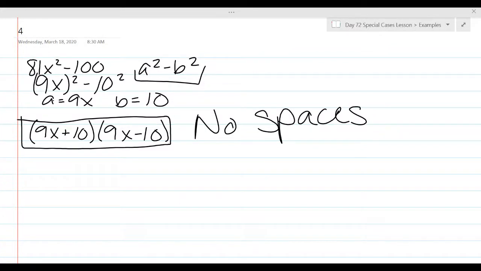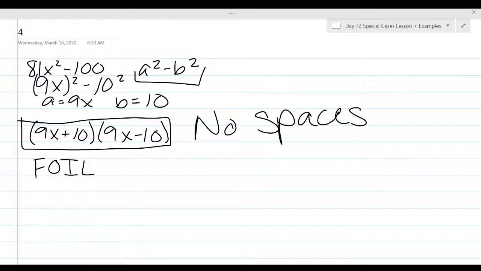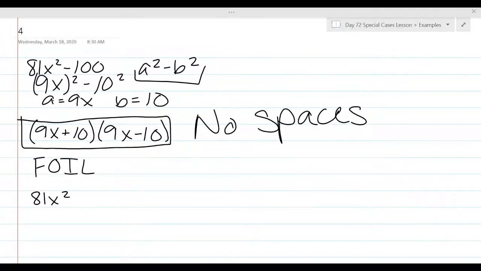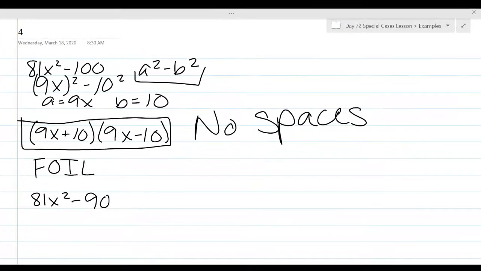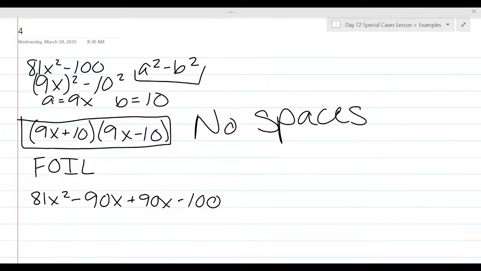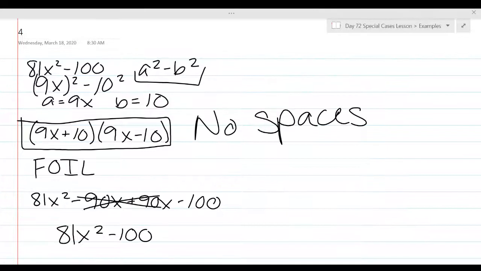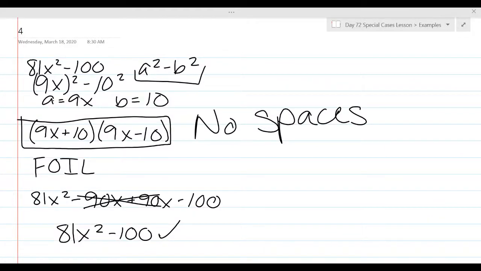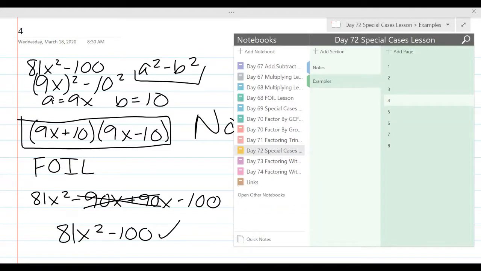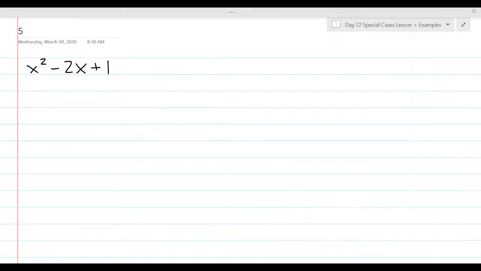Okay, let's go back and FOIL and double check our answer. So we're going to get 81x squared minus 90x plus 90x minus 100. Middle two cancel, and we're left with 81x squared minus 100, which is what we started with. So there we go. So those 4 examples were all over our first special case. So now we're going to go look at our other special cases.